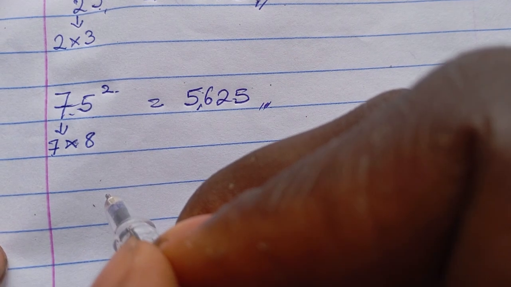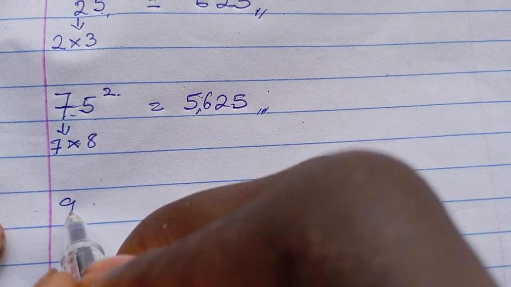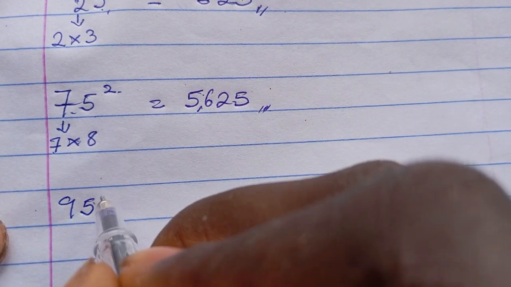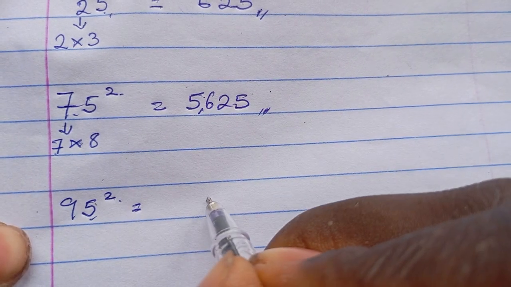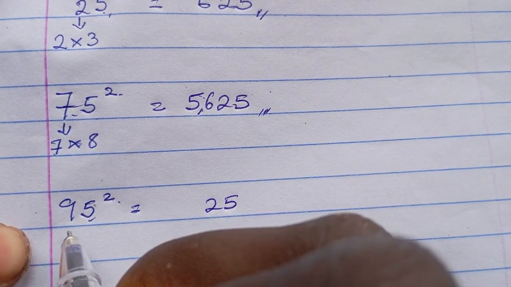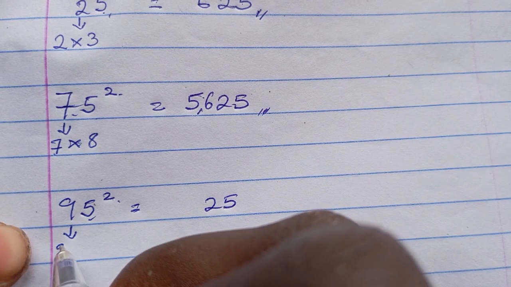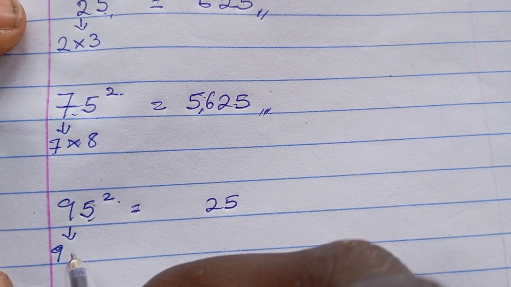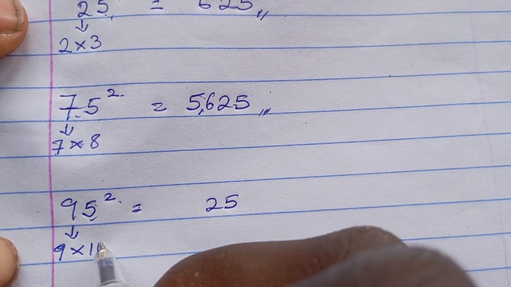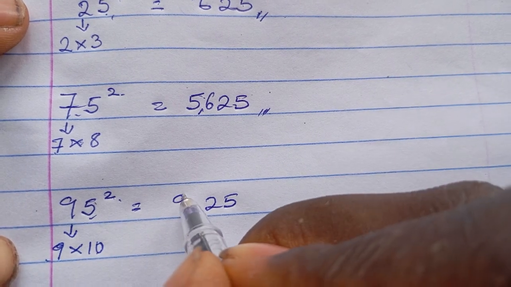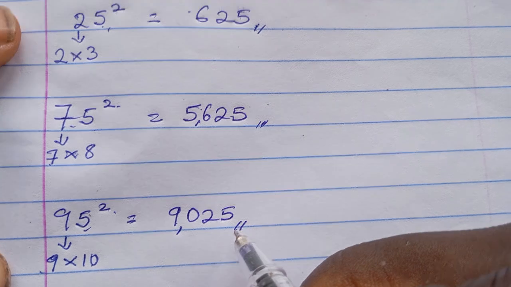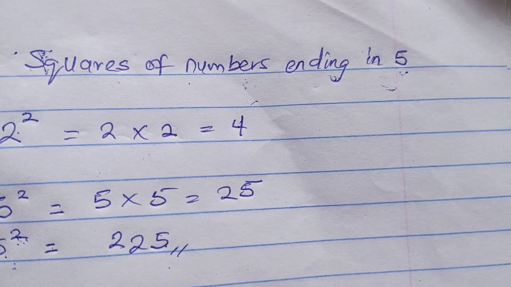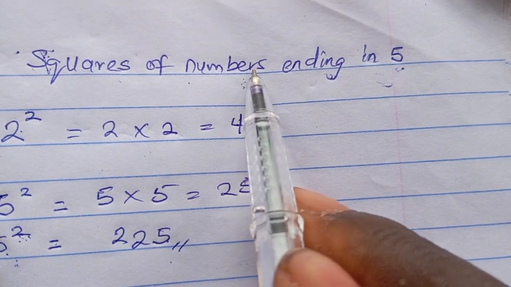What if you have 95? 95, square it. Remember, take your 5, square it to give you what? 25. And then bring your 9, multiply it by the number following 9, which is 10. So 9 times 10 will give you 90. So you have 9,025.